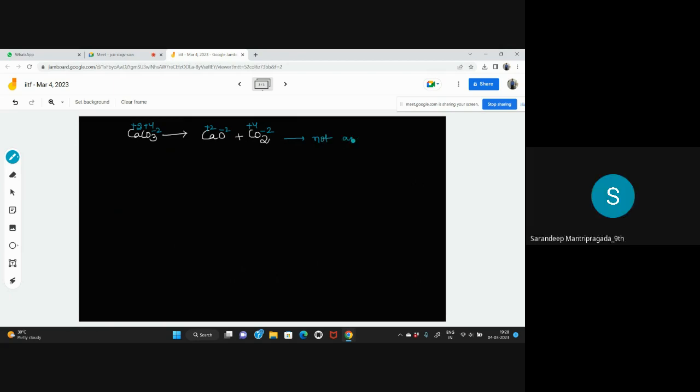Sir, all oxidation states are the same. We are not finding any change, no? So it is not a redox reaction, but it is a decomposition reaction. Understood what is decomposition, decomposition redox? Am I clear, students?